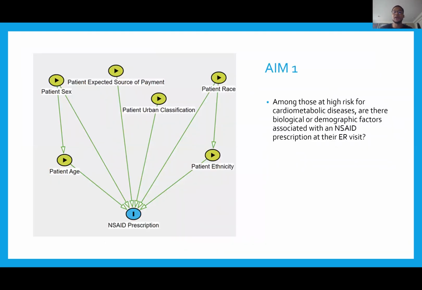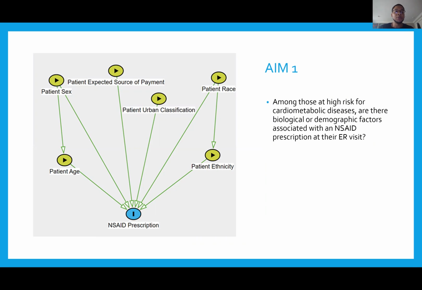So the research question for my first aim is, among those at high risk for cardiometabolic diseases, are there biological or demographic factors associated with an NSAID prescription at their ER visit? To the right, I have made a conceptual framework for this risk factor analysis and included the patient factors that I believe were most important in influencing prescribing behaviors at the ER visit.